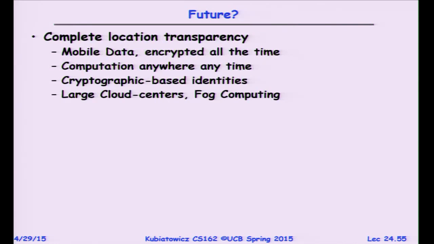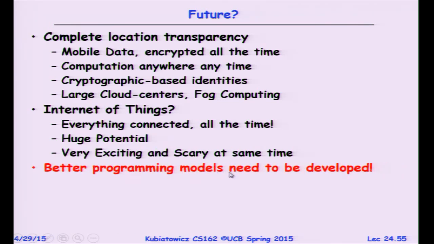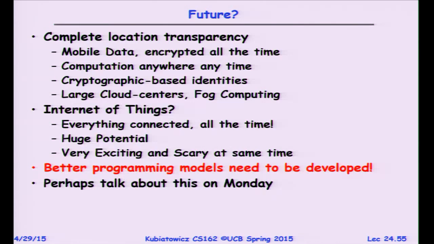So what's the future here? It's going to be complete location transparency, mobile data encrypted all the time, computation anywhere, anytime, cryptographic-based identities, so you guys are going to be known by your keys, not by anything else. Large cloud centers, fog computing, local computing. Whether the Internet of Things is going to catch up in its current view is probably hard to say, but something like the Internet of Things is going to be there. I think the Internet of Things is very exciting and scary at the same time, and so we're going to talk a bit about that on Monday, I think. And better programming models still need to be developed because this MapReduce thing is fine, but not quite there yet.